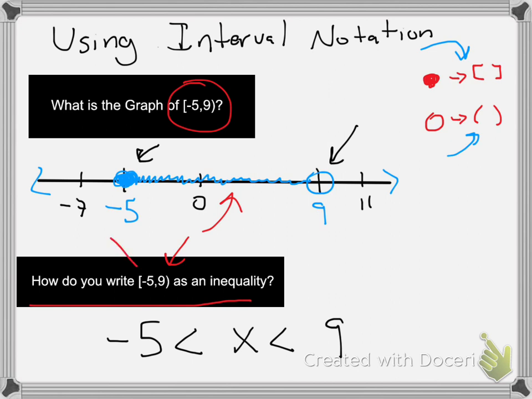But we also see that this is a bracket here. So this should be -5 is less than or equal to x, which is less than 9. So it's the same deal as how we'd write the inequality before, except now, instead of looking at the graph for the closed circle and open circles, we look for the brackets here and the parentheses here, according to this right here.